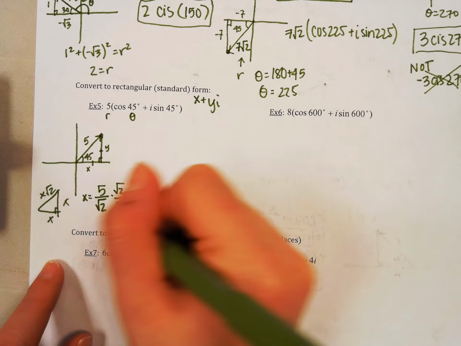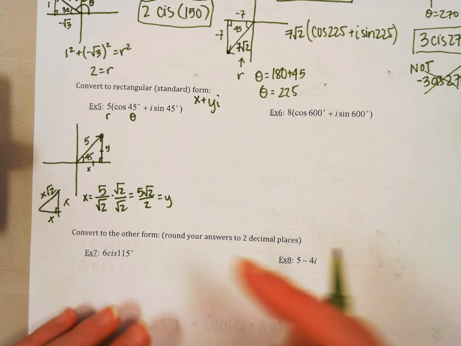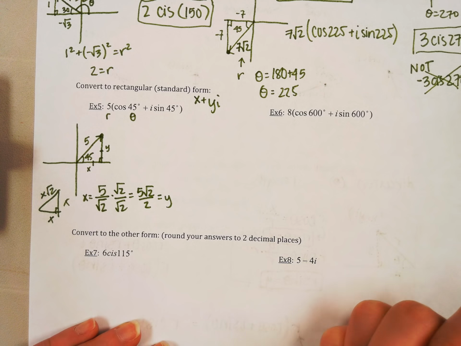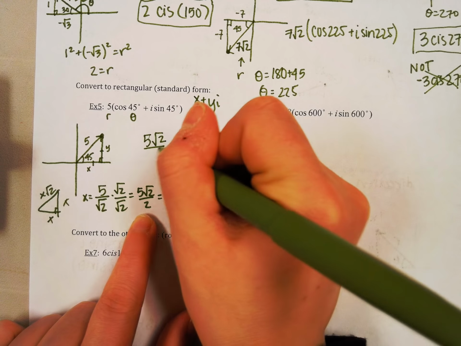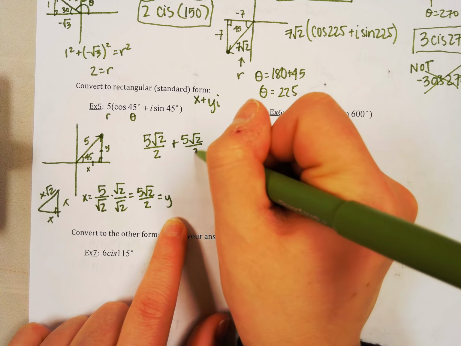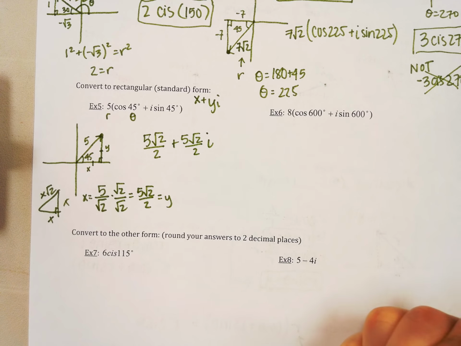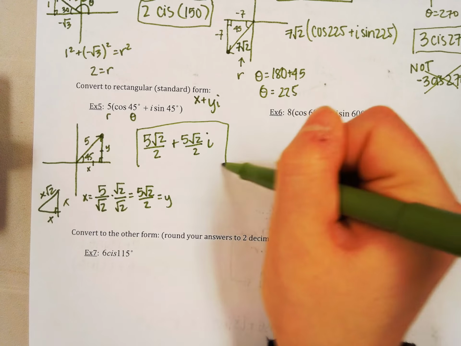That's our x value and our y value, since they are the same in my isosceles 45, 45, 90 degree triangle. So my x component is 5 root 2 over 2. My y component is 5 root 2 over 2. And then I have my imaginary i tacked on the end. So that would be our rectangular form.